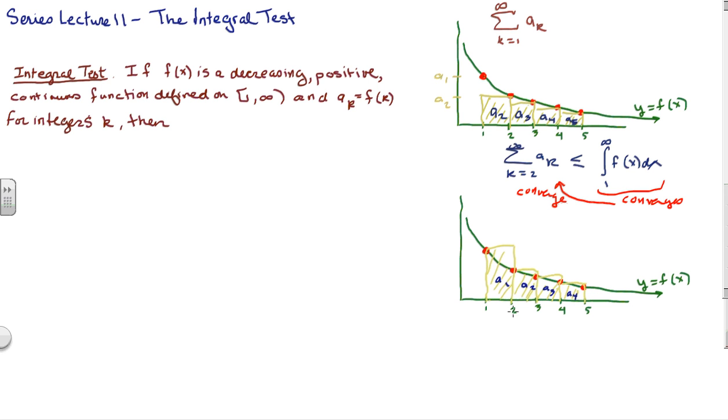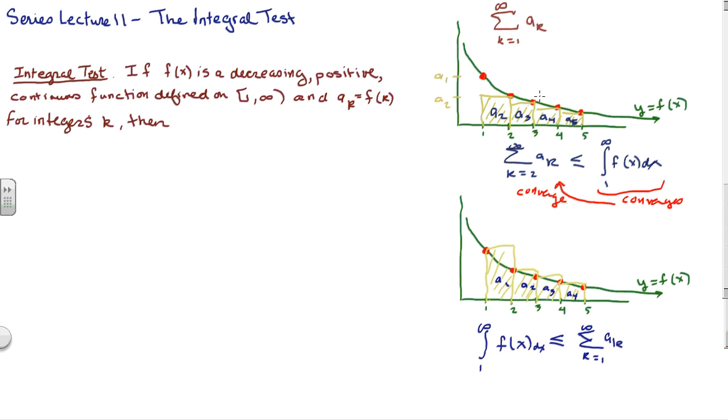So the sum of those little rectangles is going to be the series k equals 1 to infinity of ak. And as you can see, that's bigger than or equal to the integral from 1 to infinity of f of x dx. So in other words, if the integral diverges, meaning goes off to infinity, the series must also diverge.